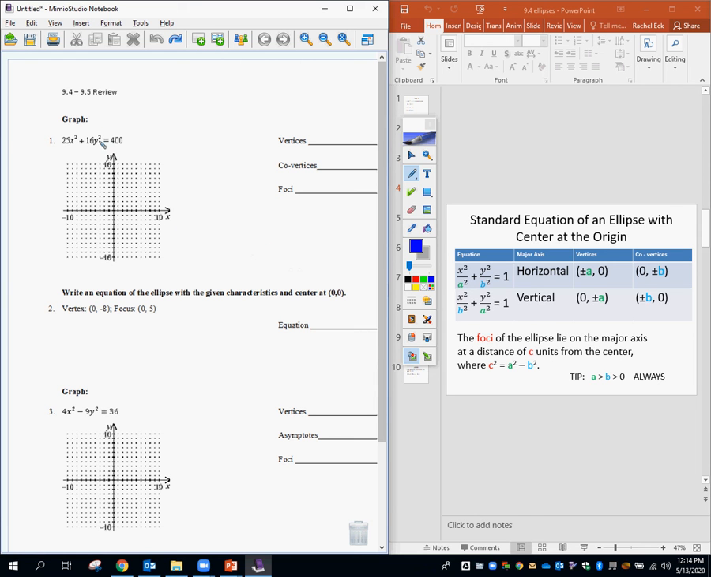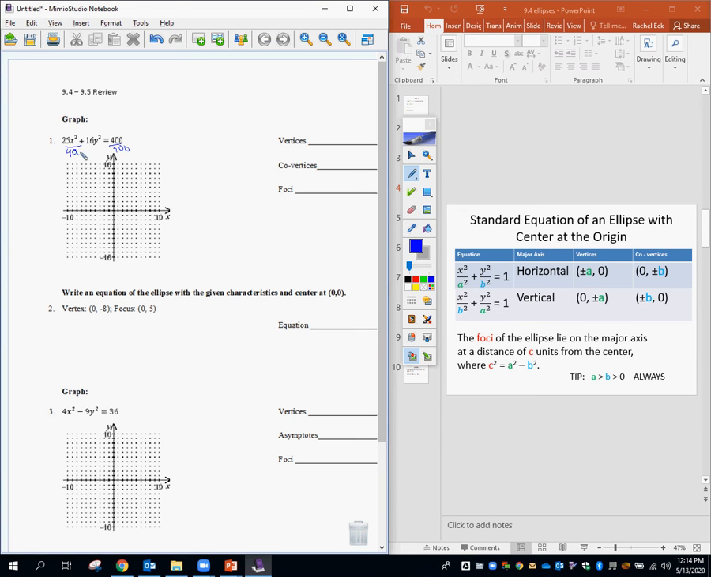Okay, I want to talk about the 9.4 and 9.5 review from yesterday, so that it helps you with your quiz tomorrow. Anything that we're given, we always want to make sure it's in standard form, and it's in standard form when it's equal to 1. So we have to divide by 400.